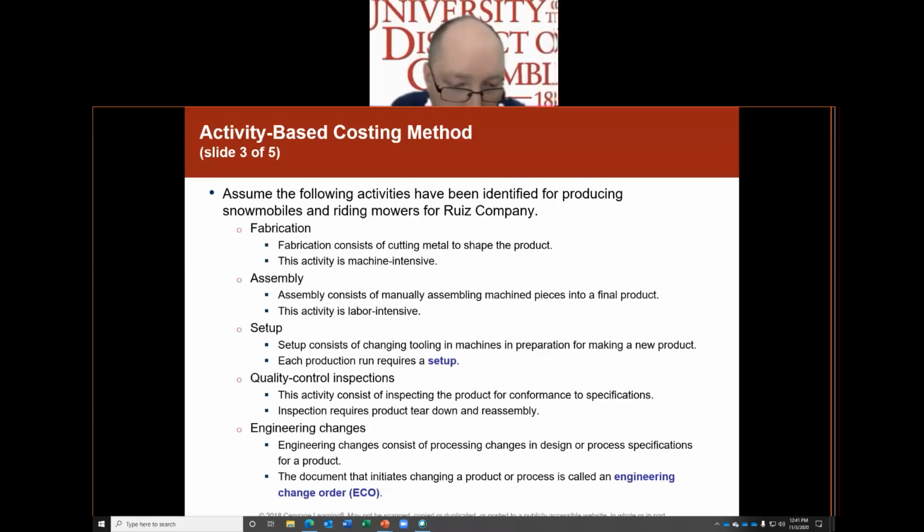Then we have what we call engineering changes. This is another activity that involves process changes in design or process specifications to a product. An example would be, instead of using a 3-liter engine for my lawnmower, I might use a 2-liter engine for my lawnmower. That is a design change or a specification change. And that involves engineering changes. It's initiated through a product process called engineering change order.